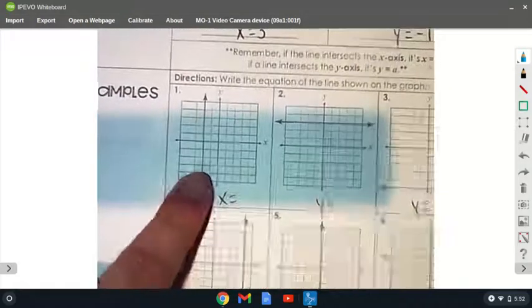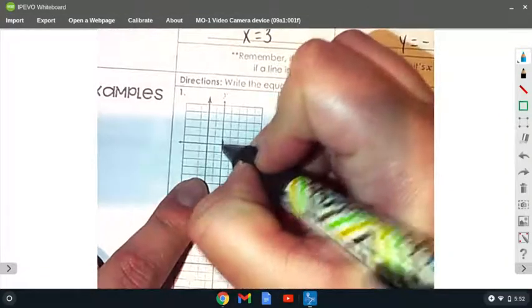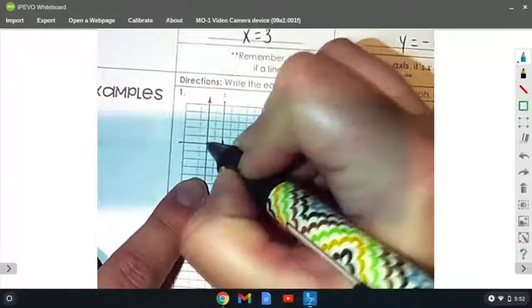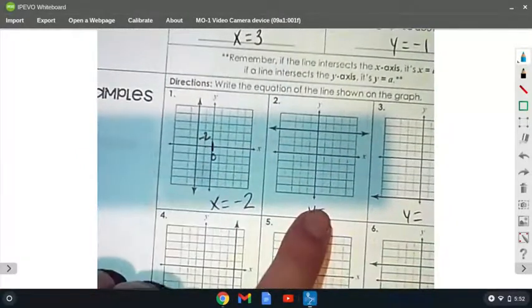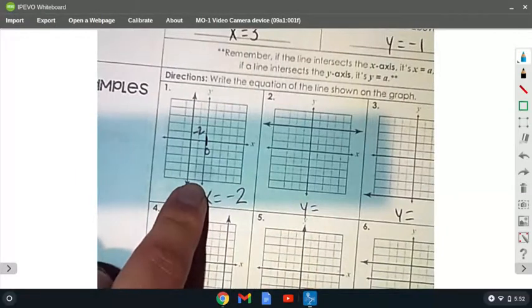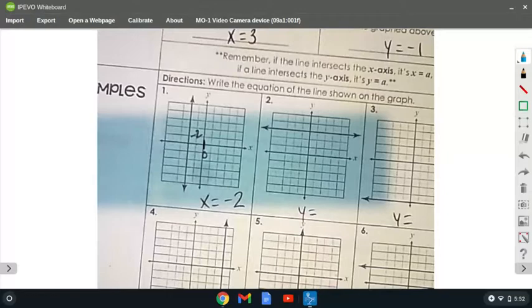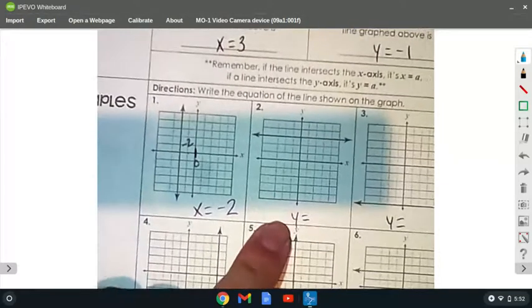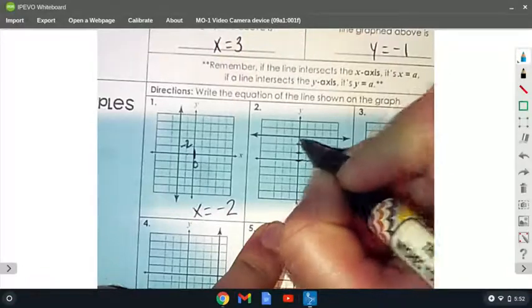So number 1, I want to see it's an x equals, so where does this line cross the x-axis? So this is the origin, so that's 0, -1, -2 would be when it crosses my x-axis. So that's the whole equation of the line. Okay, these have either no slope or an undefined slope. Okay, this one here, it's crossing the y-axis at 1, 2, 3.